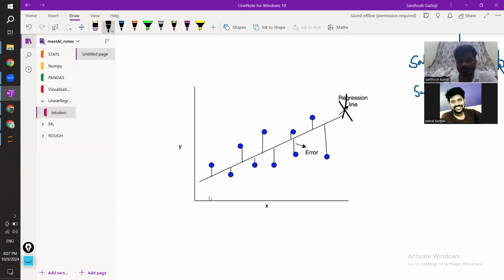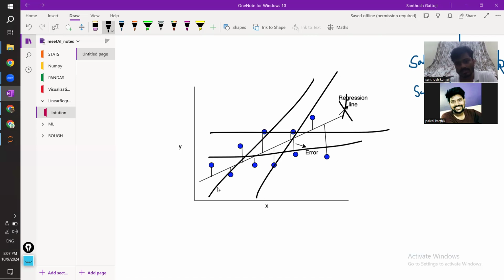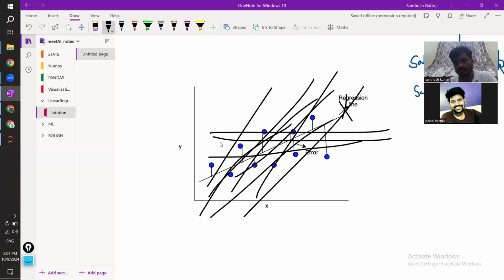First of all, I can draw something like this. I can draw something like this. So many lines are possible, right? Agree? There are so many lines possible. But among all this unlimited number of lines, there will be only one line which will be the best line. That's called the best fit line. But how it is called and why it is called the best fit line, on what basis, we are going to see.